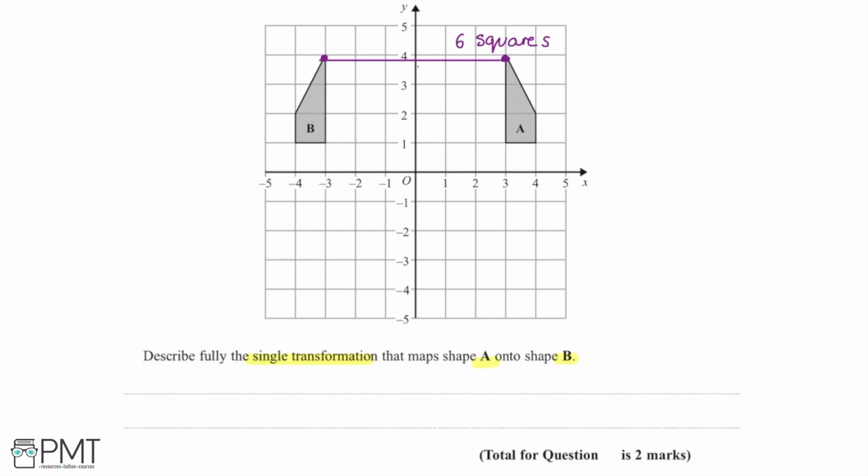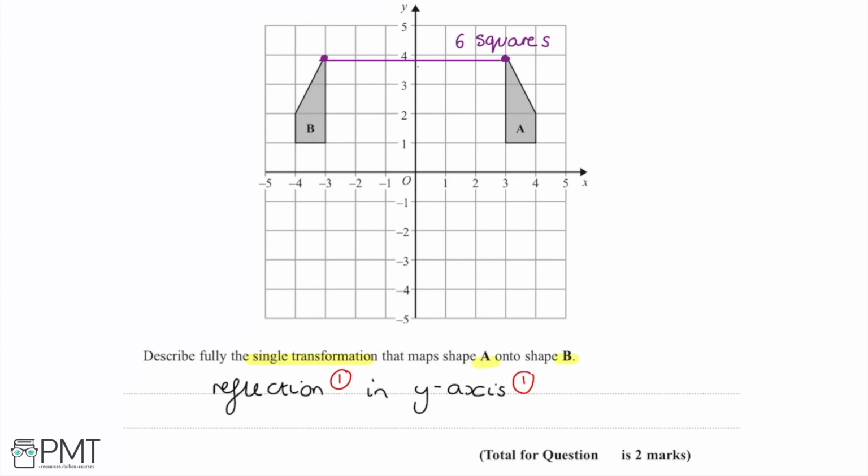Now this question is worth 2 marks, so we're going to have to state both of these points to gain the marks. So reflection in the y-axis is going to gain us the marks here. One for the reflection and then the second for the y-axis, or when x is equal to 0.